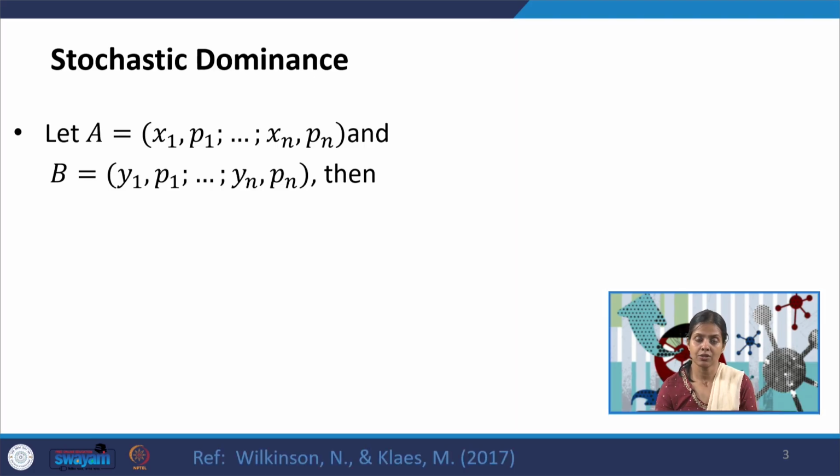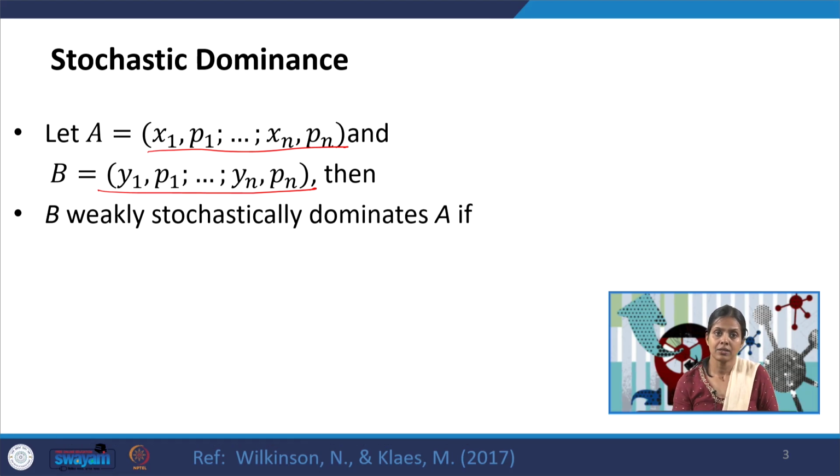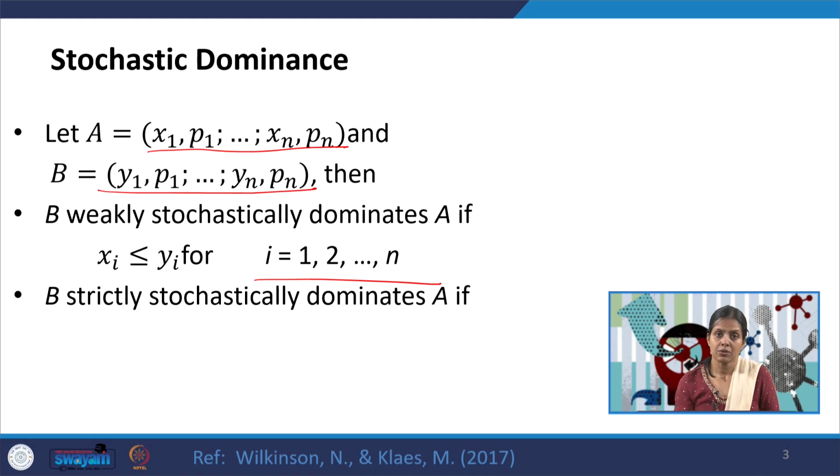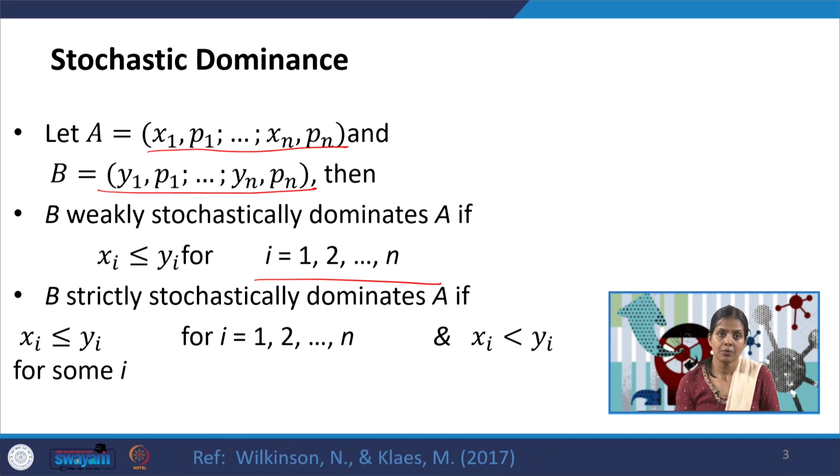So, we begin with the discussion of stochastic dominance. First of all, this is how we define stochastic dominance, where A and B are two prospects, defined as x1 p1 to xn pn, and y1 p1 to yn pn. You can see that the probabilities associated with the n outcomes are the same for A and B. Now, B weakly stochastically dominates A if xi is less than or equal to yi for all i equals 1 to n, which means it is possible that all xi's are equal to yi, or that a few of them are different. But B strictly stochastically dominates A if xi is less than or equal to yi for all i equals 1 to n and some of the xi's are less than yi.